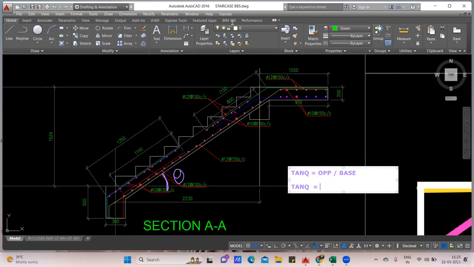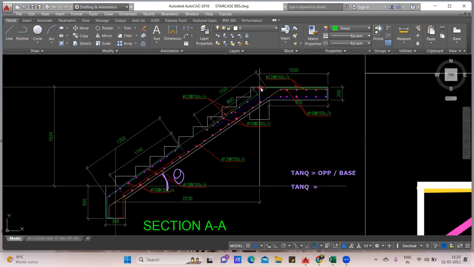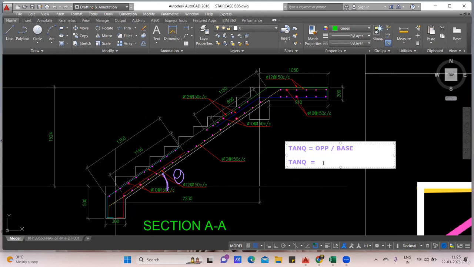Yeah, so this is opposite for me. This height, whatever you have, this is 1524. You're getting my point, isn't it? So opposite is 1524, divided by, what is our base? So base is this one, 2230. Whatever we found, same thing.